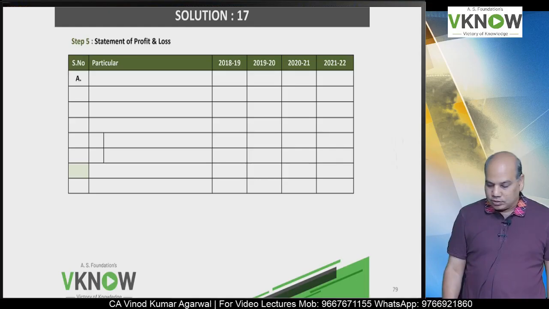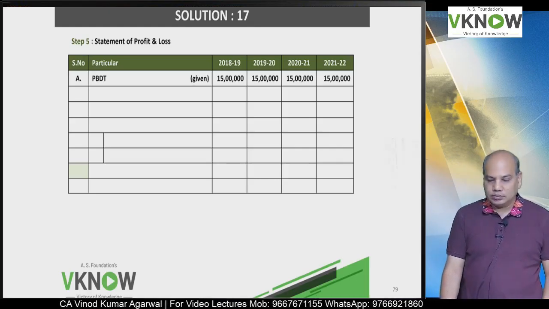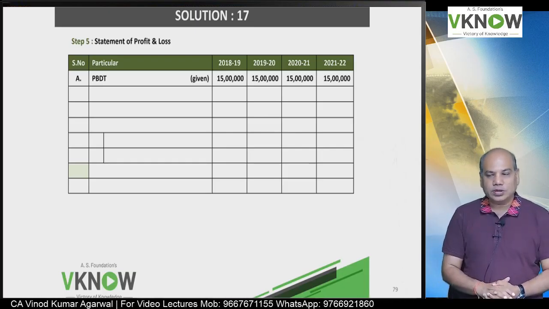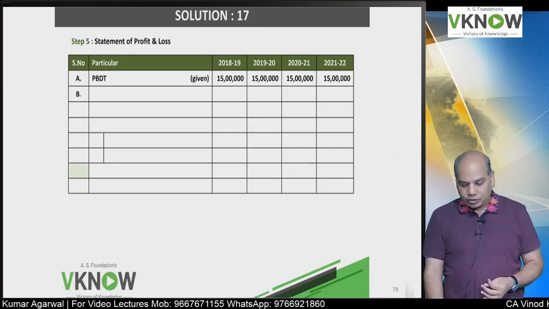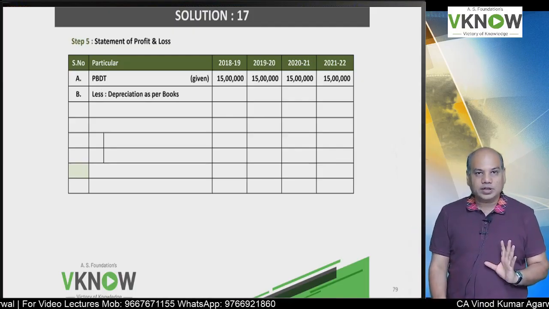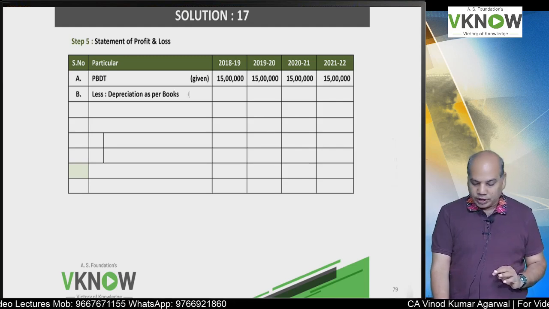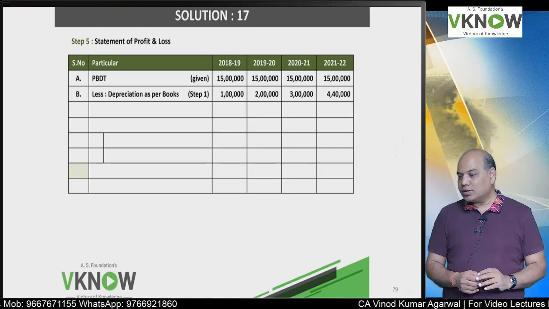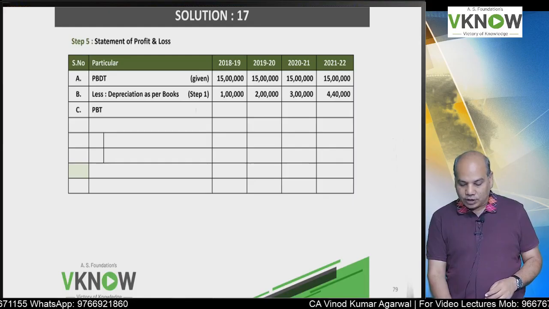Statement of profit and loss, start with PBT, which is given, 15 lakh. Now this is the statement of profit and loss for financial reporting purpose. It is used by the users of financial statements. So which depreciation am I going to present here? I am going to present book depreciation. For that you have to go to step 1, point D. Can you check step 1 point D, depreciation as per book: 1 lakh, 2 lakh, 3 lakh, 4 lakh 40,000?